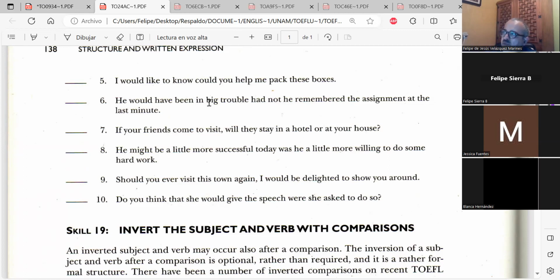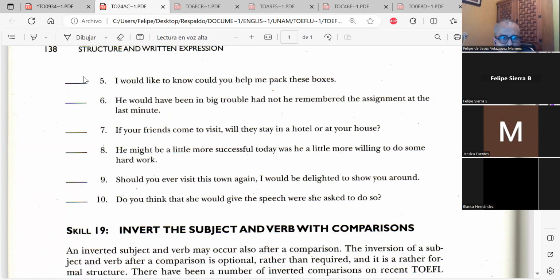Were you to help me? Why were you to help me? Because were you supposed to help me? When you use suppose, were you supposed to help me? Were you to help me?